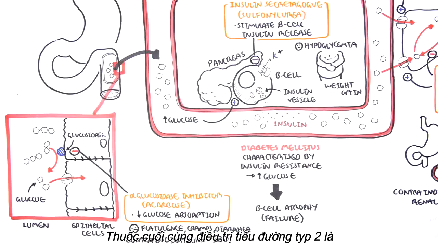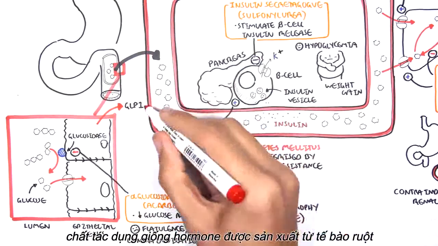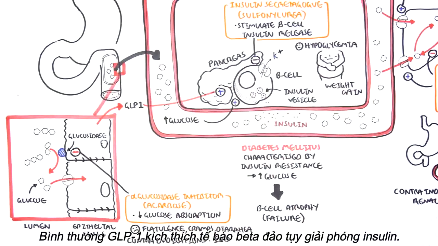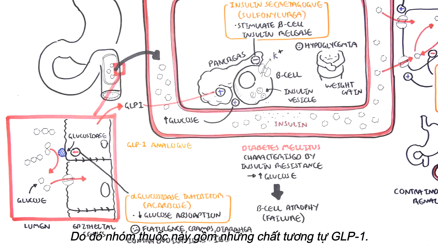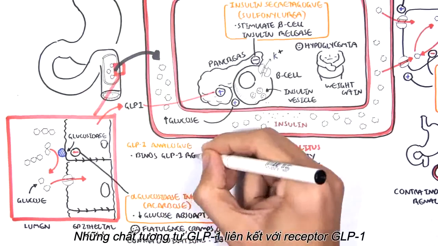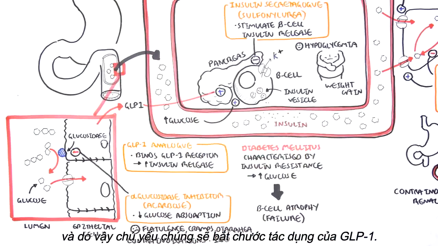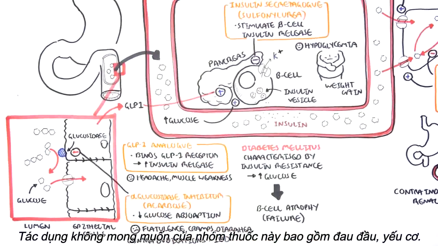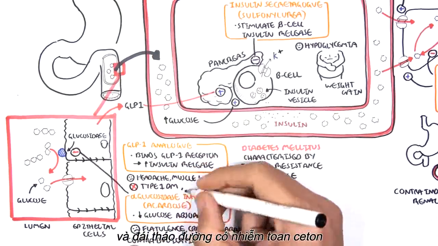The final medication for diabetes mellitus type 2 are ones that work like a hormone produced by the intestinal cells called GLP-1. Now, GLP-1 actually normally stimulates B cells in the pancreas to release insulin. And so these groups of medications are actually GLP-1 analogs. And GLP-1 analogs bind to GLP-1 receptors, causing an increase in insulin release. Thus, they essentially mimic the effects of GLP-1. Side effects of these medications include headaches, muscle weakness, and contraindications include type 1 diabetes mellitus and diabetic ketoacidosis.